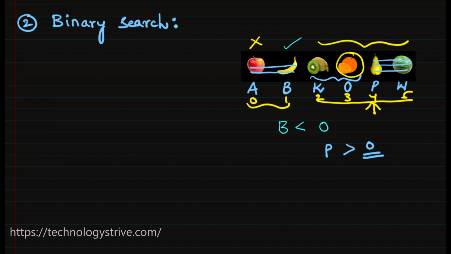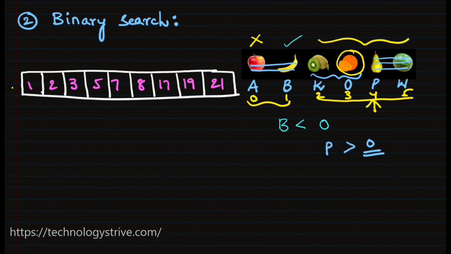Instead of picking randomly, why can't we take the middle element of the list, compare, and then ignore half of the search space? Here it is given that the fruits are arranged in alphabetic order of their names, which means there should be some ordering to apply binary search. So now let's take an array which is already sorted.